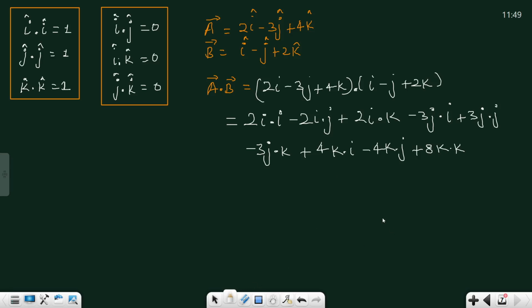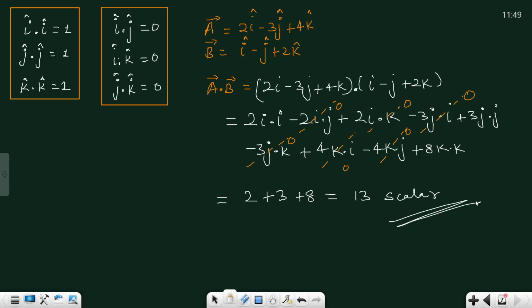So these will become 0, these will become 0, this one is 0, this one is also 0. So what answer will you get? i dot i is equal to 1, so that is 2. This one, j dot j is 1, so it becomes 3. This one, k dot k is 1, so the final answer is 13. So you are getting a scalar as a result. Clear? Is it clear?